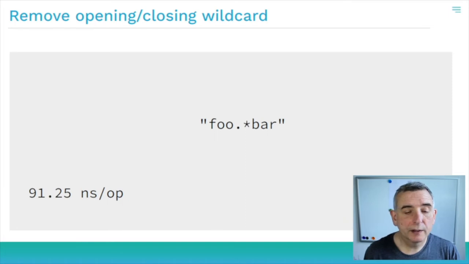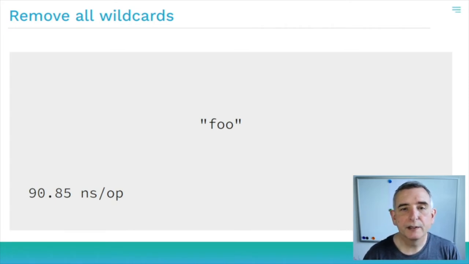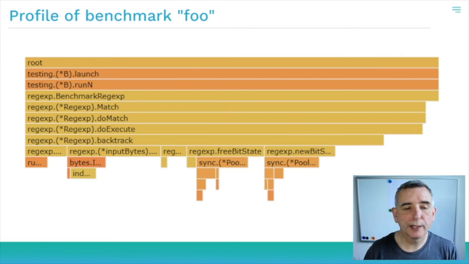I carried on, though. I mean, let's see what happens if we simplify it a bit further. So that's weird. Just a straight string, foo, goes pretty much the same speed as that much more complicated foo dot star bar. So let's take a look at the benchmark for that one. Well, it's still pretty much the same. It's still in this backtrack routine. So now we need to understand why that is and what the context of that is.